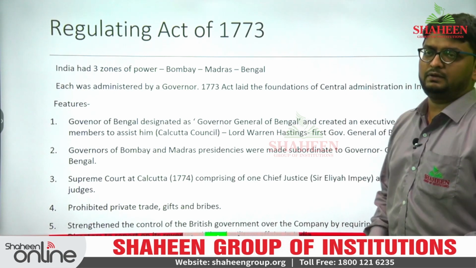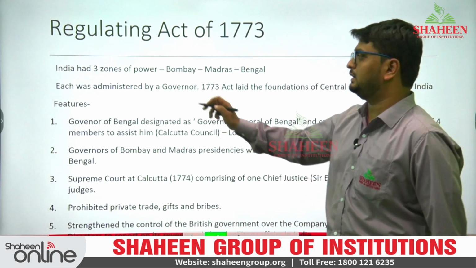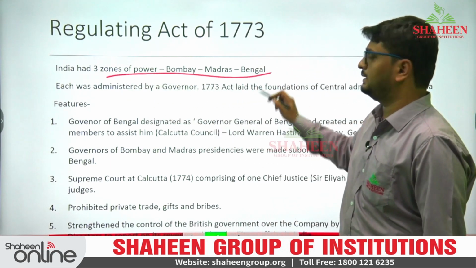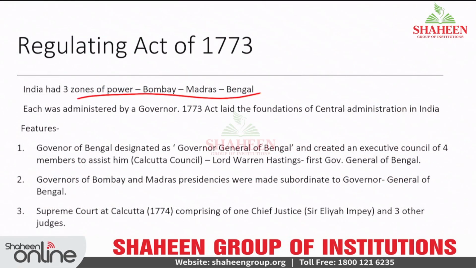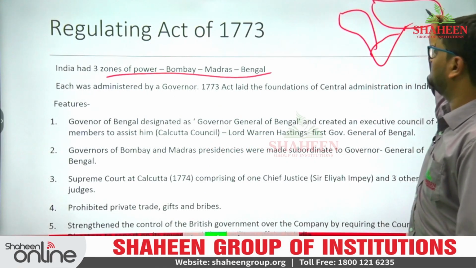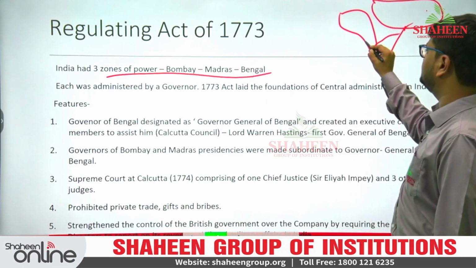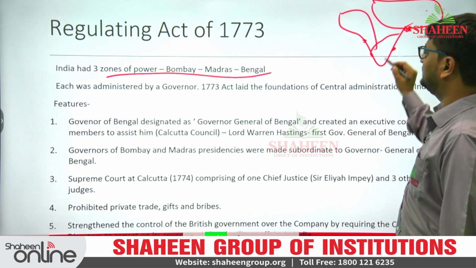Then let us go to the first Regulating Act of 1773. India had three zones of power: Bombay, Madras and Bengal. This was India at that time. You can see the Bombay Presidency, and the Madras Presidency, and Bengal was such a big presidency here in the north. Most of the areas were Bengal; Assam was also under the Bengal Presidency. So Bombay, Kolkata and Madras were the power zones.